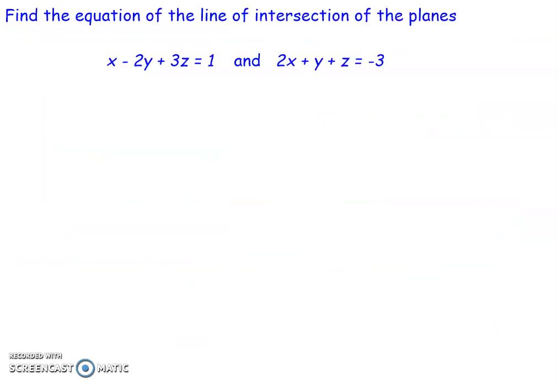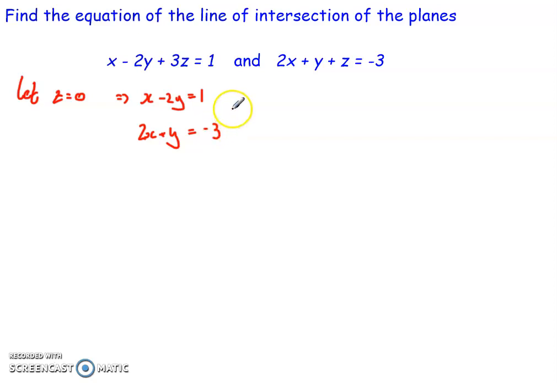So let's imagine I'm going to ask you to find the equation of the line of intersection of the two planes given here: x minus 2y plus 3z equals 1, and 2x plus y plus z equals negative 3. So we're going to follow the steps we discussed previously. First thing I'm going to do is let z equal 0. If I let z equal 0 and substitute in, what I'll end up getting is x minus 2y equals 1, and 2x plus y is equal to negative 3. So now I've got a pair of simultaneous equations.